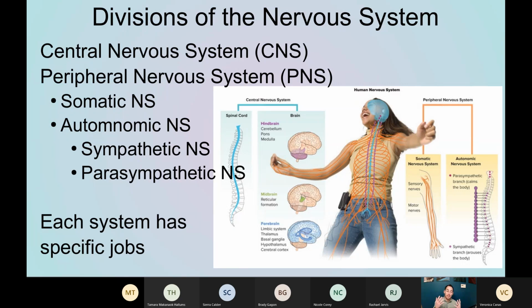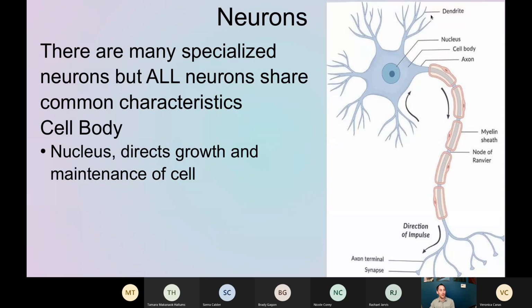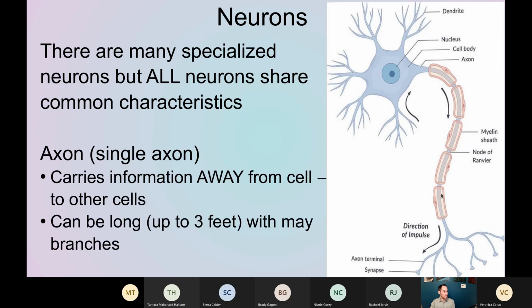Our eyes, the rods and cones, are specialized sensory neurons. You could think of the rods and cones as basically like specialized dendrites that are sending a message into the neuron and then sending that visual information to the brain through an axon. It's essentially just a specialized neuron.